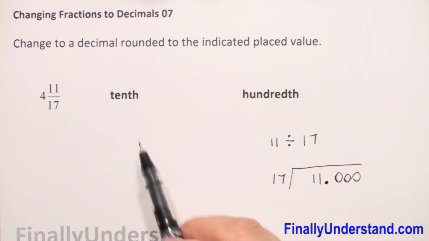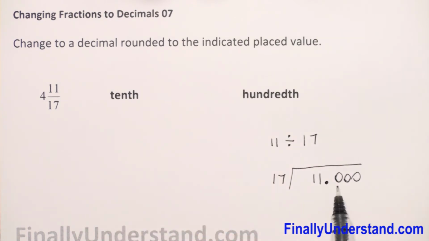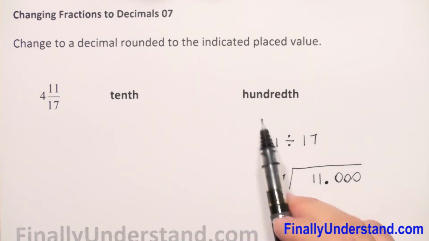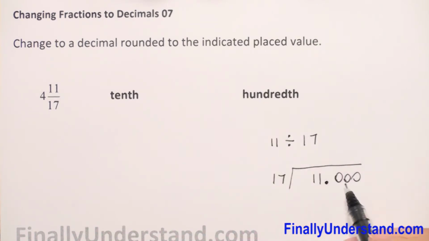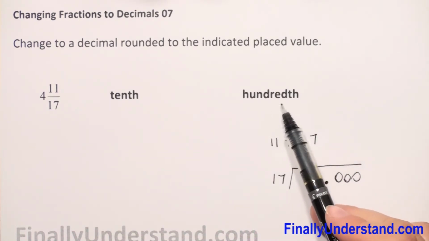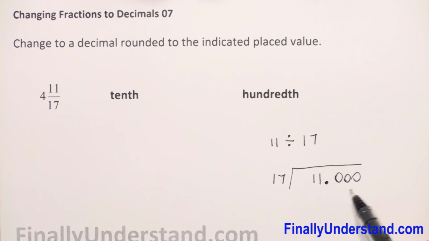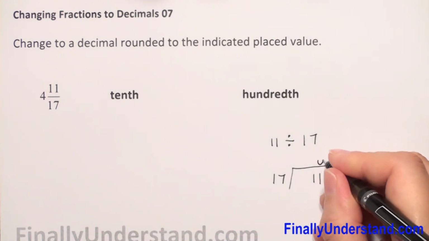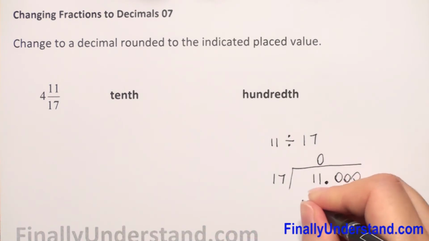Like I said, because we have to round to the tenth, we need only 2 zeros, 2 digits after the decimal point, but we also need to round to the hundredth. So it's good to do long division to the third place after the decimal point, because we need to round to the hundredth. So we need 3 digits after the decimal point. So let's do this. How many times can we put 17 into 11? Like I said, 0.